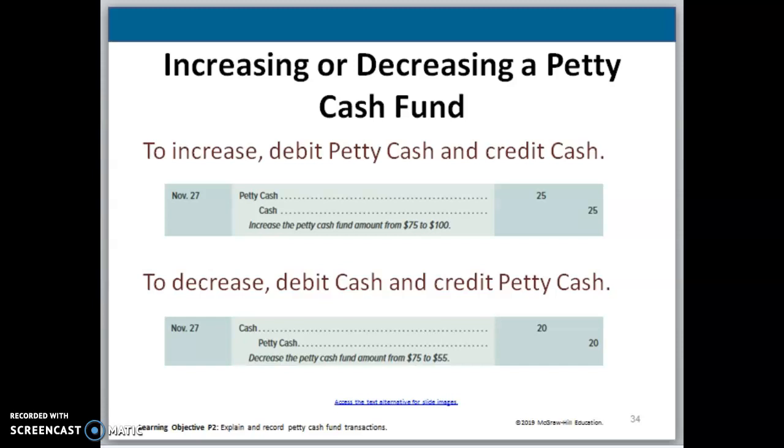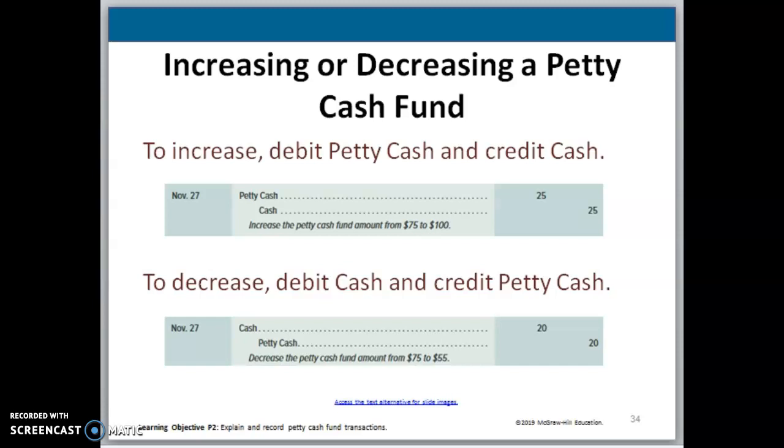So the example they show here is that we want to decrease it from $75 to $55. So we want to take $20 out of the petty cash that we have on hand and put it back into our checking account. So we're going to debit cash and we're going to credit petty cash. So that's how the basic part of it's going to be. Whether you want to increase or decrease it, we know how to establish it. We know how to replenish it.